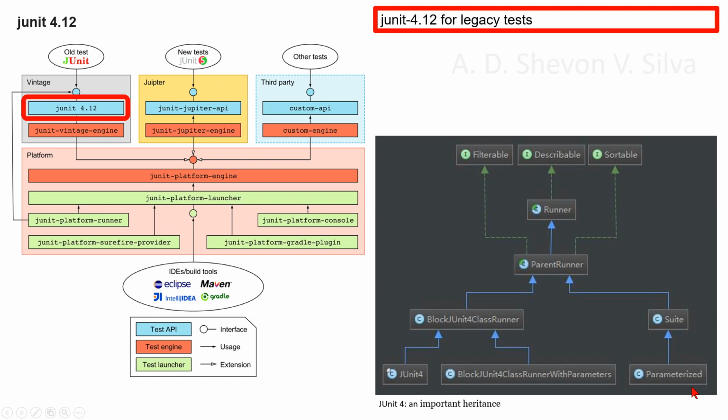Class Parameterized in org.junit.runners. The custom runner Parameterized implements parameterized tests. When running a parameterized test class, instances are created for each cross product of the test method and the test data elements.